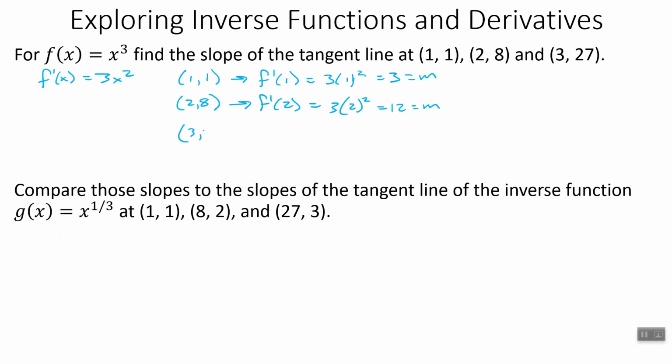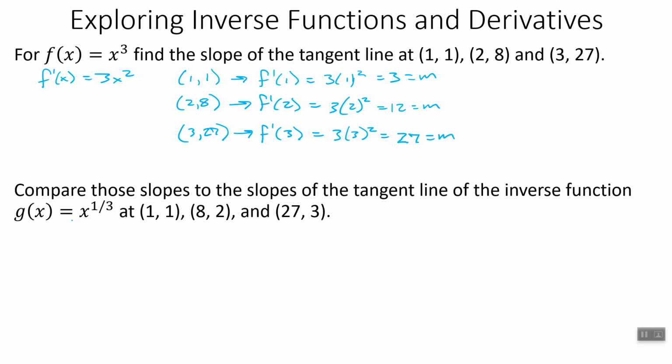And if we go a little bit farther, (3, 27), and we look at the derivative here, f prime of 3, we'd have 3 times 3 squared, which is really 3 to the third, which is 27. 27 is our slope.